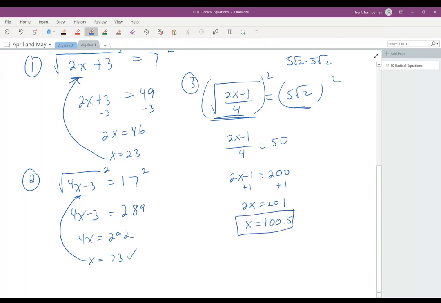If I plug in 100.5 over here, I get 201 minus 1, which equals 200. 200 over 4 is 50. Square root of 50 equals 5 root 2.